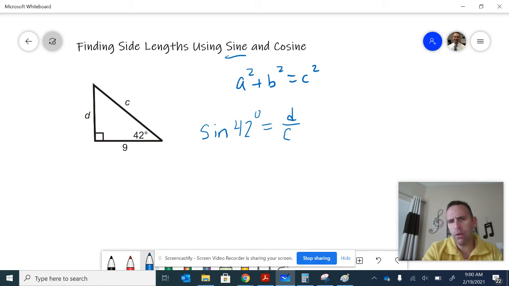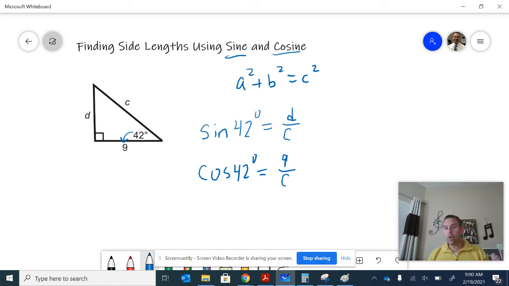Okay, so maybe I look at my other trig ratio. What I'm trying to do is walk you through how you would decide which one. My other trig ratio that I have on the screen here is cosine. How is cosine defined? Well, for this given triangle, cosine is the adjacent side, which I do have, the length of 9, divided by the hypotenuse, C. That is an equation that I can solve because I do have only one variable.